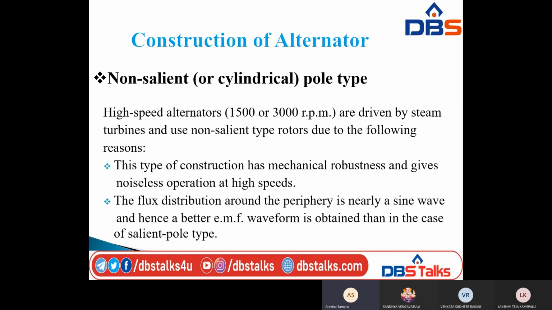These non-salient or cylindrical pole type rotors are used in high-speed alternators. In the previous salient pole or projecting type alternators, those rotors are used for low and medium speed alternators. But non-salient or cylindrical pole type rotors are used in high-speed alternators. The speed is approximately between 1500 RPM and 3000 RPM. The maximum speed of the alternator I already discussed, that is 3000 RPM.